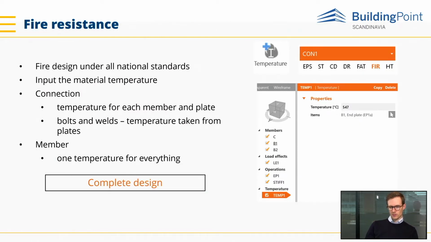So let's look at the new analysis called fire resistance. It's under all the codes and national standards, and of course, Eurocode. You input the material temperature, and for connection, there's a temperature for each member and plate, and for bolts and welds, the temperatures are taken from the plates. And in the application member, one temperature is for the whole section.